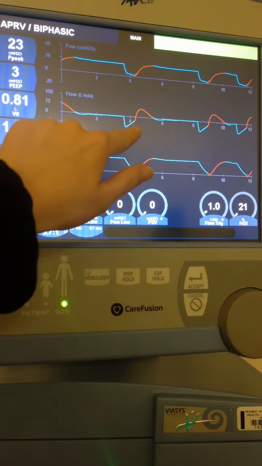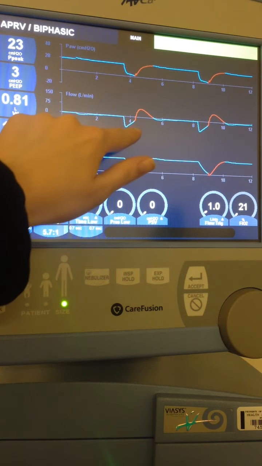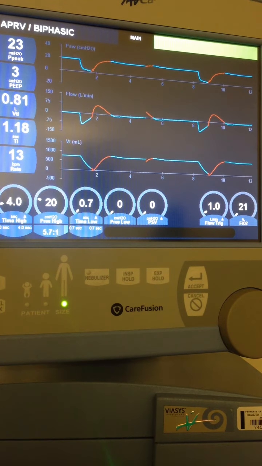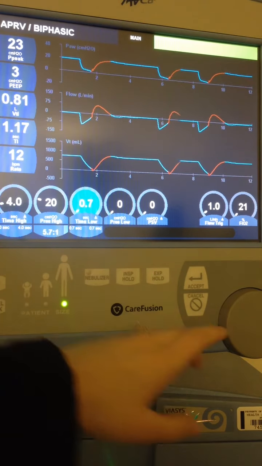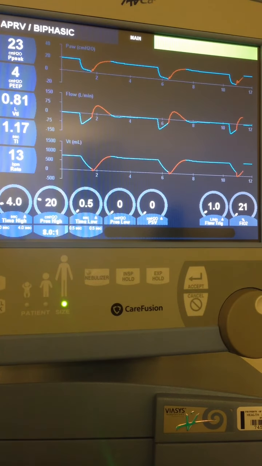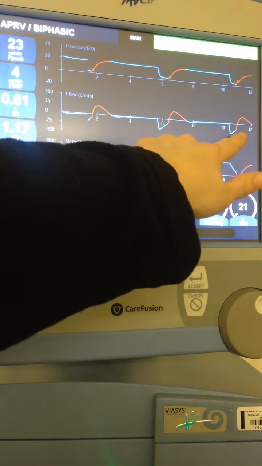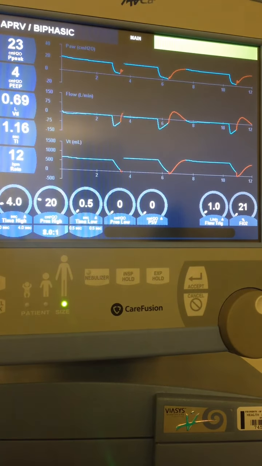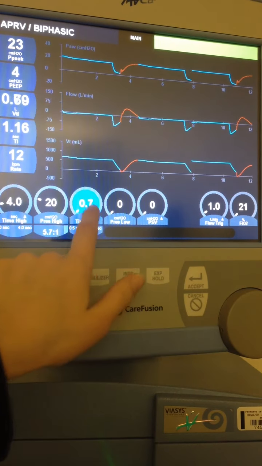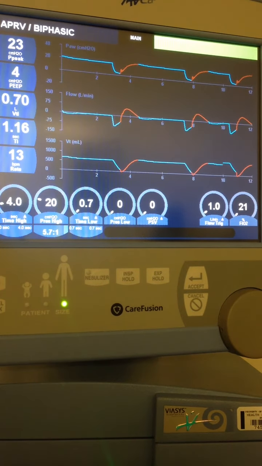So if we look at our expiratory flow line there, we can see that we're probably at about 25%. We can adjust that if we change our expiratory time. So we just increased it to probably closer to 50%. So that trap time is what keeps air in the lungs to help with that re-recruitment and that reoxygenation.